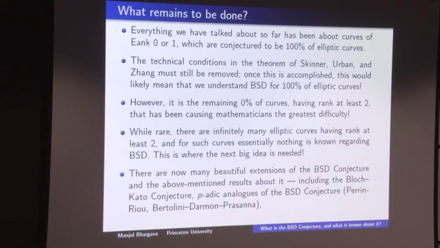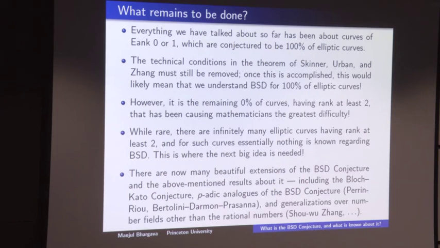In fact, a lot of the work of Chris Skinner, Eric Urban and Henri Darmon has been getting at the BSD conjecture over the complex numbers by going through the p-adics. So the p-adic analogs of the BSD conjecture have actually been useful even for the complex analytic version of the BSD conjecture. There's a p-adic version of the Gross-Zagier formula, due to Perrin-Riou. There are p-adic analogs of BSD due to Bertolini, Darmon, Prasanna, and many others. It's just a sampling of some of the works that have been very influential.